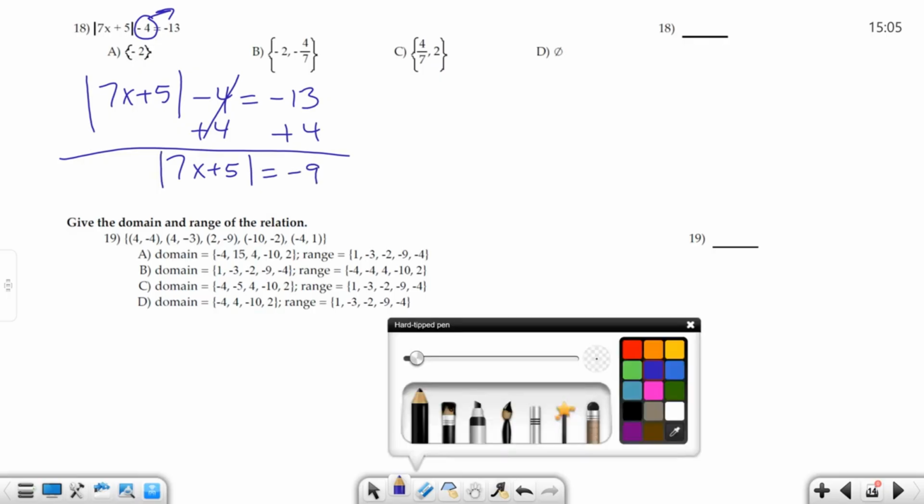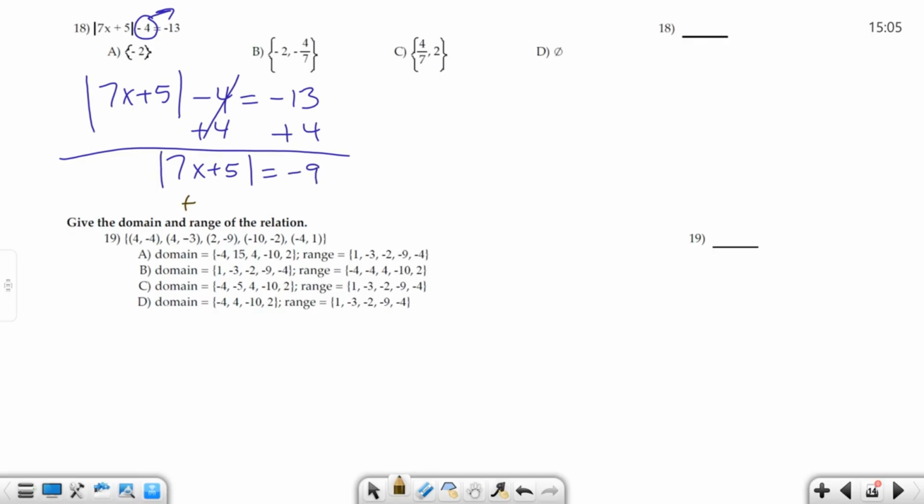So here, if you get something that is positive or 0, right? Absolute value can only be positive or 0. And it equals a negative number. When does a positive equal negative? Never. 0, never. So this, no solution. No solution. Or we can write it as the empty set, which is this right here.